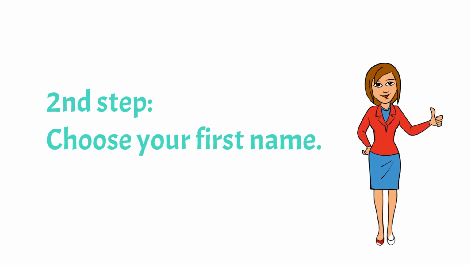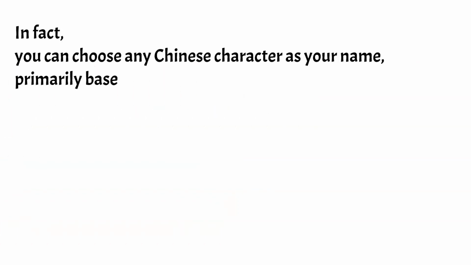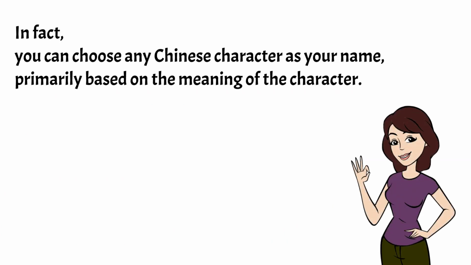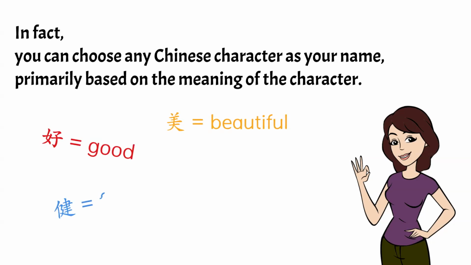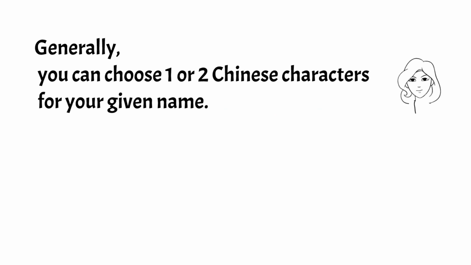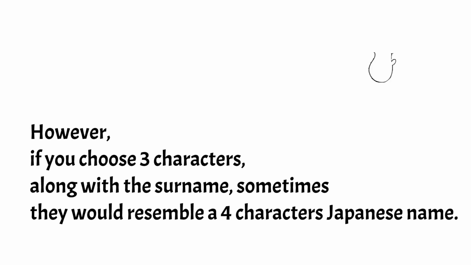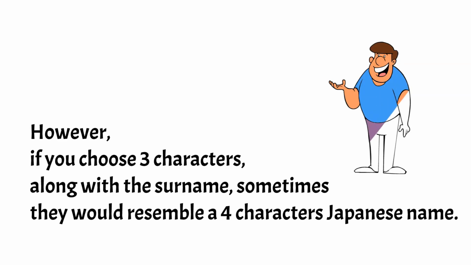Choose your first name. In fact, you can choose any Chinese character as your name, primarily based on the meaning of the character. For example, 好 means good, 美 means beautiful, 健 means fit, 雅 means graceful, 帅 means handsome. Generally, you can choose 1 or 2 Chinese characters for your given name. However, if you choose 3 characters along with the surname, sometimes they would resemble a 4 character Japanese name.